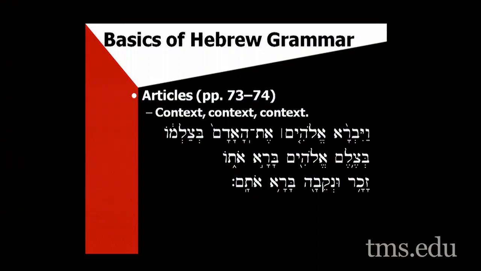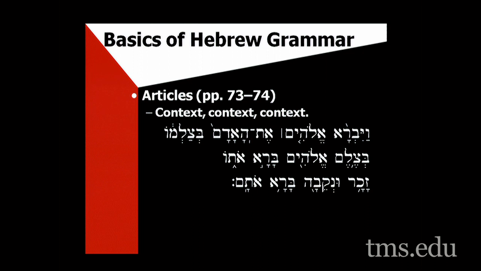Vayivra Elohim et ha'adam b'tzalmo. Thus God created the man in his image. B'tzalem Elohim bara oto. In the image of God, he created him. Zakar u'nekeva bara otam. Male and female, he created them. Now, as we look at this, we see that we end with "them," but up here we have ha'adam. So is this really talking about just the man? Or is it more than that?